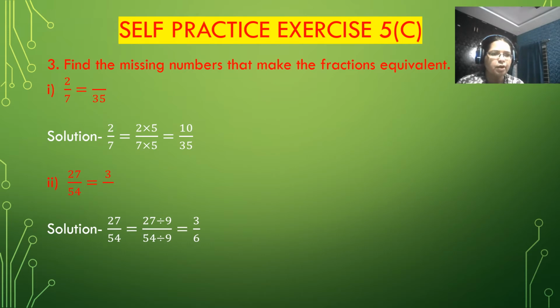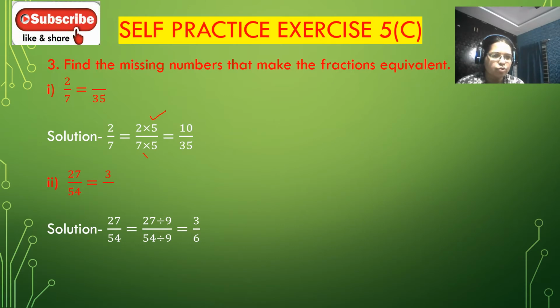So we have to multiply 5 with denominator 7, we get 35. So we have to multiply the same number, that is 5, with numerator and denominator of 2 divided by 7. So 2 divided by 7 equals 2 multiplied with 5 in the numerator and 7 multiplied with 5 in the denominator. So we get 2 multiplied with 5 is 10 and 7 multiplied with 5 is 35. So 10 divided by 35 is the equivalent fraction of 2 divided by 7.